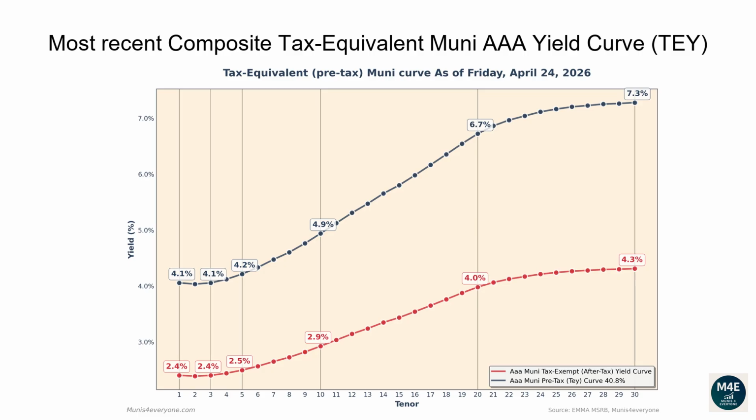The one-year tax-exempt yield is 2.4%, corresponding to a 4.05% tax-equivalent yield for investors in the top tax bracket. The two-year tax-equivalent yield is 4.03%. The 5-year tax-equivalent yield is 4.21%. The 10-year tax-equivalent yield is 4.94%. The 20-year tax-equivalent yield is 6.72%. The 30-year tax-equivalent yield is 7.28%.